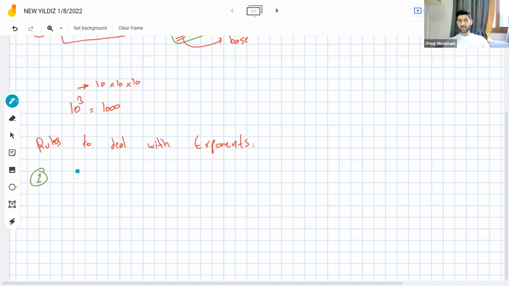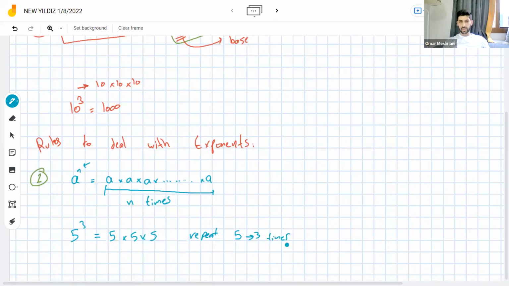Once you have a to the power of n, what does it mean, a power n? It means that you multiply a by itself, by a, by a, until you get n times. It depends on n. As an example, if you have 5 power 3, it means that you multiply the 5 three times. So you keep repeating the base as many times as the power. So 5 power 3 means that you have to repeat 5 three times.